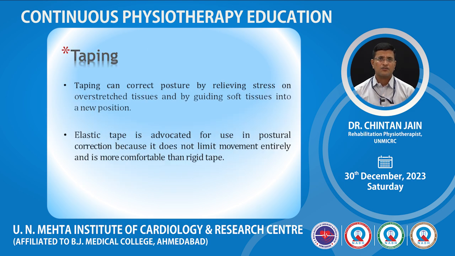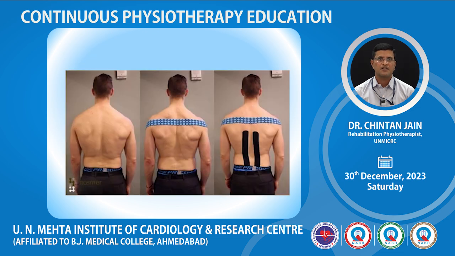Taping. Taping is also used to improve our posture. Taping can correct posture by relieving stress on overstretched tissues and by guiding soft tissues into a new position. Elastic tape is advocated for use in postural correction because it does not limit movement entirely and is more comfortable than rigid tape. These are images of how we can use tape for overstretched tissues.